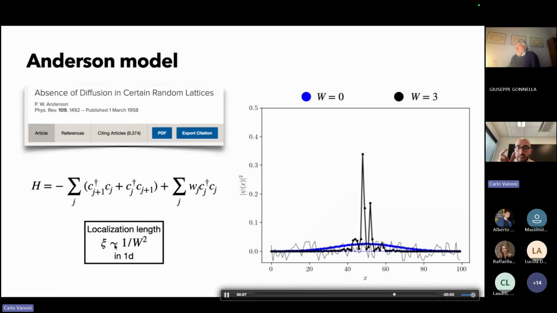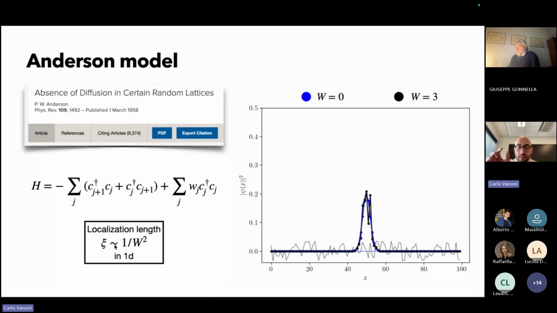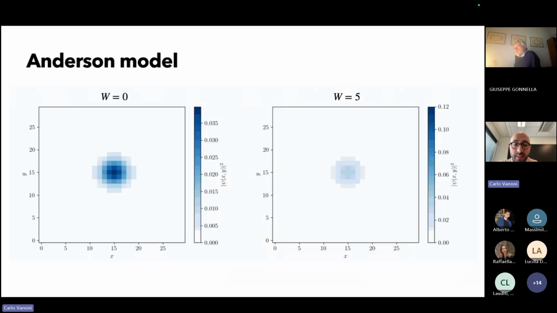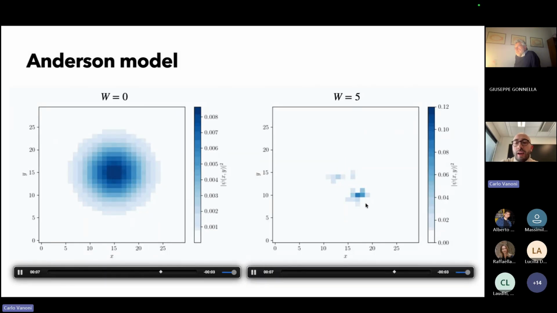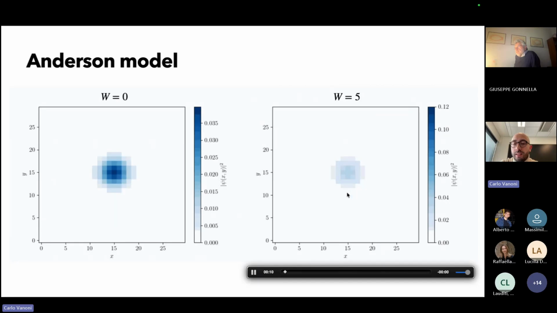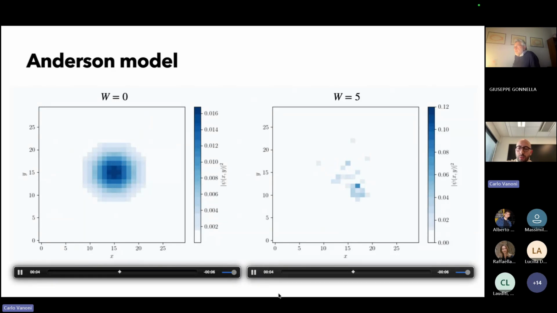As long as you turn on a little bit of W, the particle will remain localized. And the localization length, which is the typical size of the spreading of the wave function during the evolution, scales like 1 over W squared. This scaling is important for what I will tell you in the future. You can play the same game also in 2D. So now I'm putting two different plots for that. And you can see that W equal to 0 again spreads, as you would expect for a clean system, and W equal to 5 instead stays localized in the same area of the lattice. So this is what localization means.